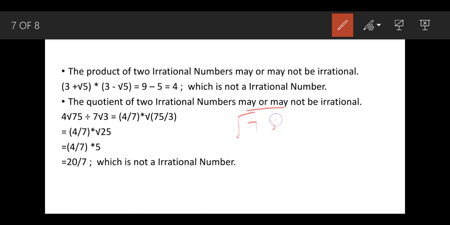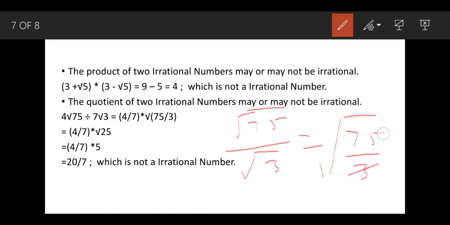Root 75 upon root 3 can be written as under root of 75 upon 3. On cancelling, we will get 25. So we will get root 25. Now root 25 is 5. We will get 4 by 7 into 5, which is 20 by 7. Again, 20 by 7 is not an irrational number.